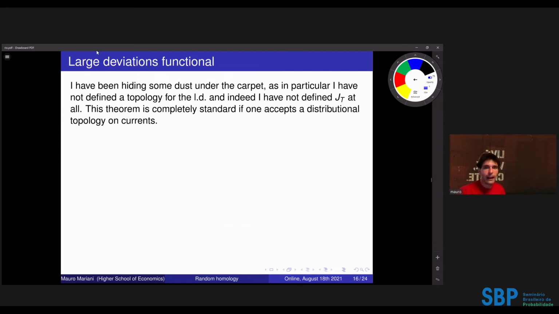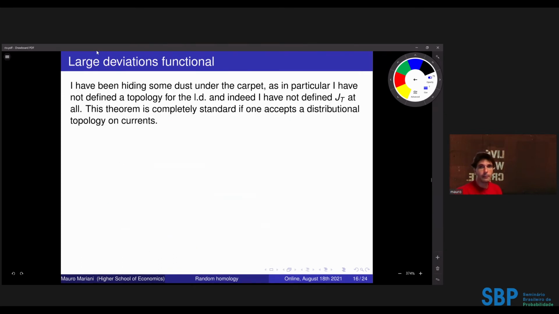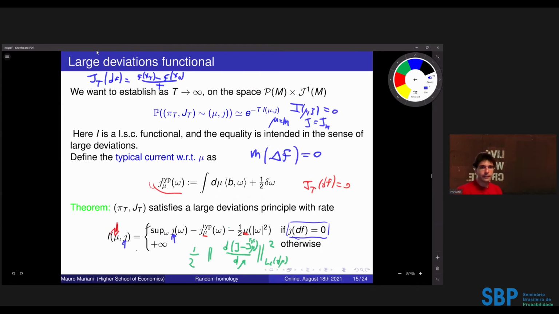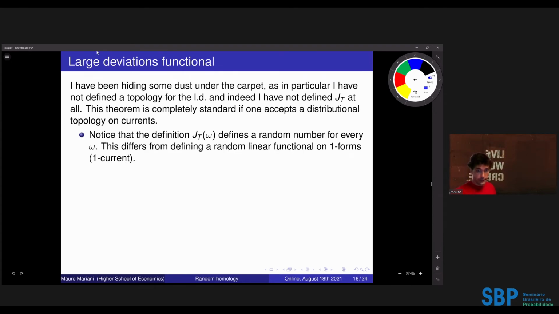But what I've been hiding under the carpet is that it is a question of topology. I talked about a probability measure, but on currents, what topology am I taking? Large deviation is a topological definition. I'm discussing neighborhoods of J and so on. So what topology on J? And to be completely honest, I didn't even define J_T as a current, because I said, for each omega, that's what J_T of omega is.